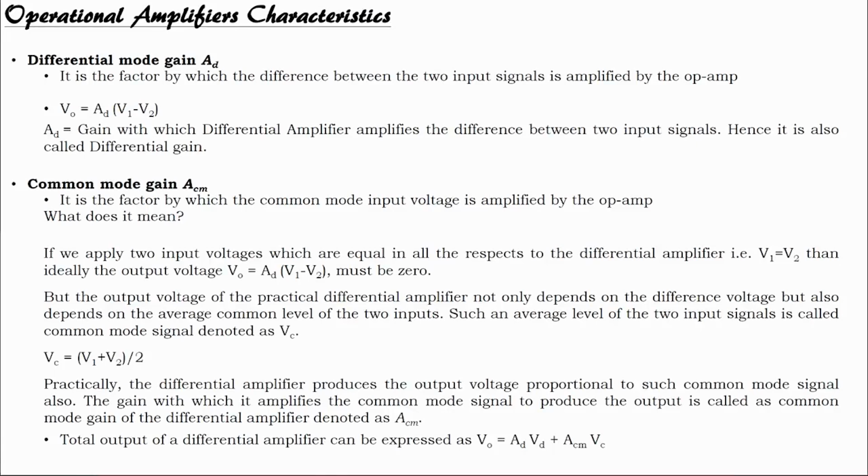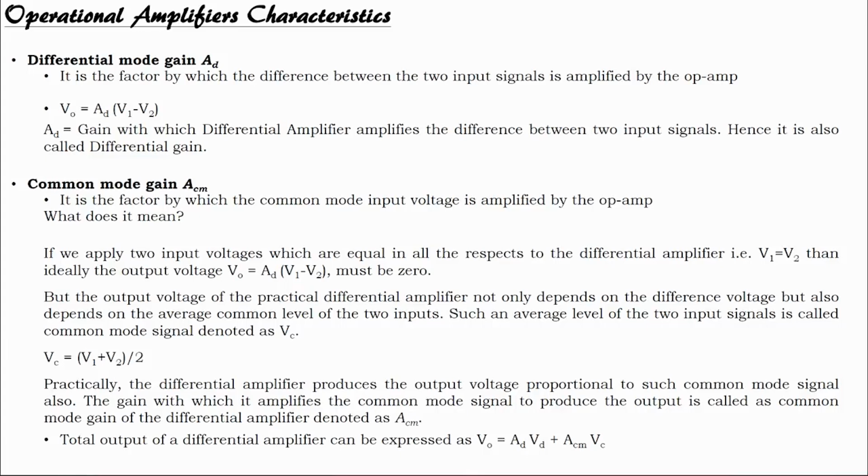Then we have seen differential mode gain. Differential mode gain is nothing but VO, or output voltage, equals differential gain AD into the difference of input voltages V1 minus V2, right. So AD is nothing but the gain with which the differential amplifier amplifies the difference between two input signals. Hence, it is also called differential gain, because it amplifies the difference between two input signals.